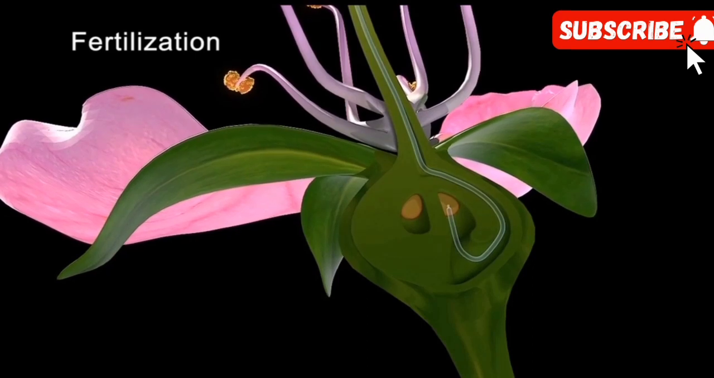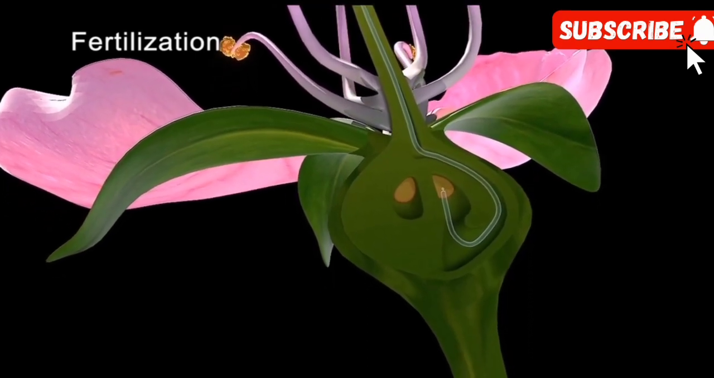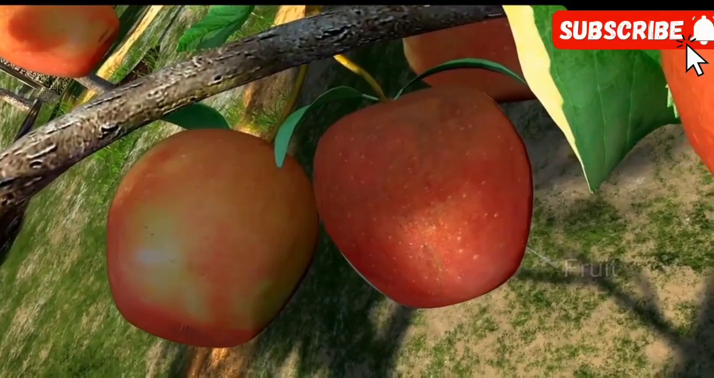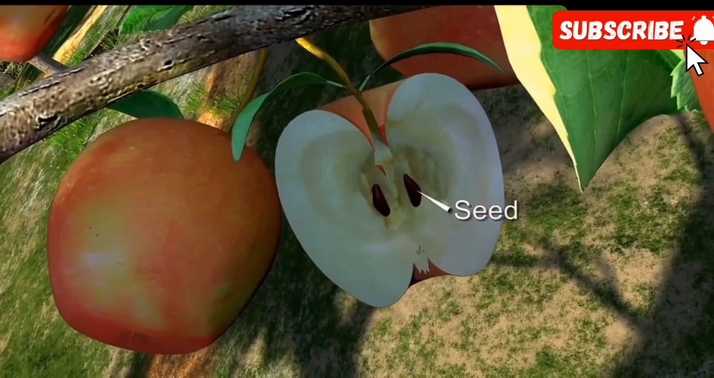When the ovule has been fertilized, the ovary grows and turns into a fruit, and the ovule becomes a seed.